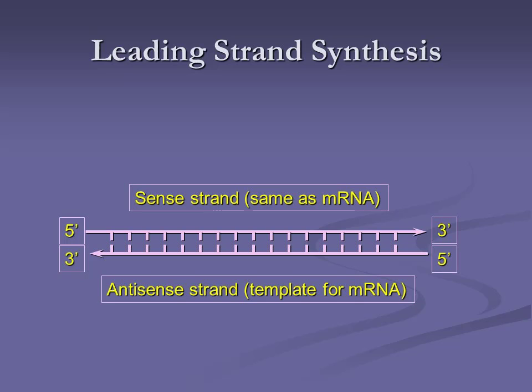So you see, the antisense strand is the one that we're going to read from to make our messenger RNA that's going to be identical to the sense strand. The sense strand is going to be a template to make a new antisense strand in DNA replication. All right? And notice the direction, 5' to 3', and 5' to 3'.